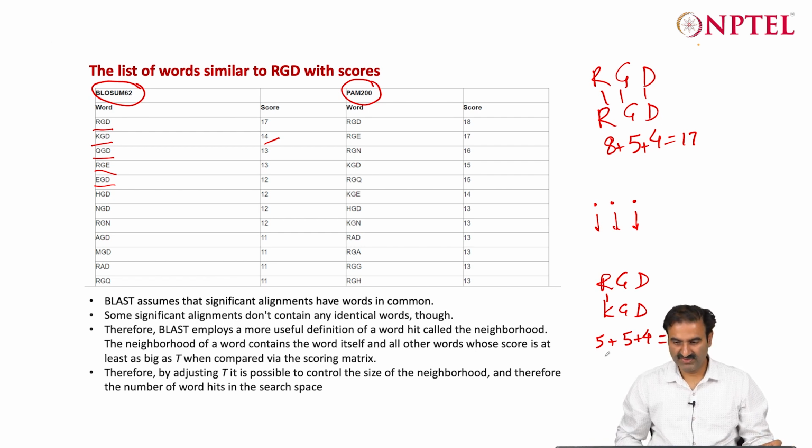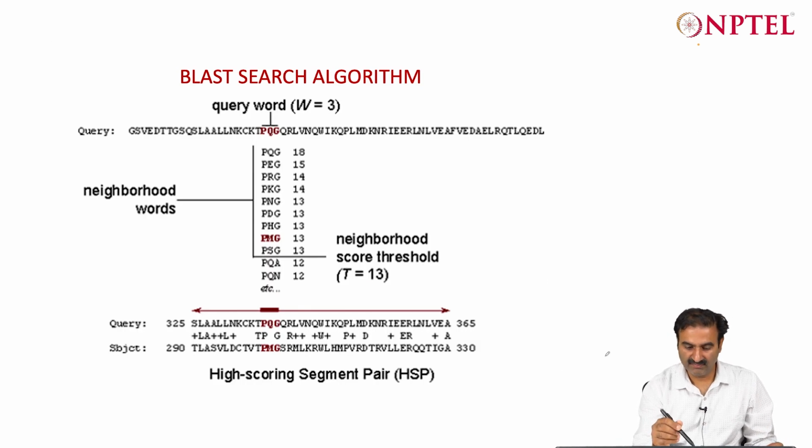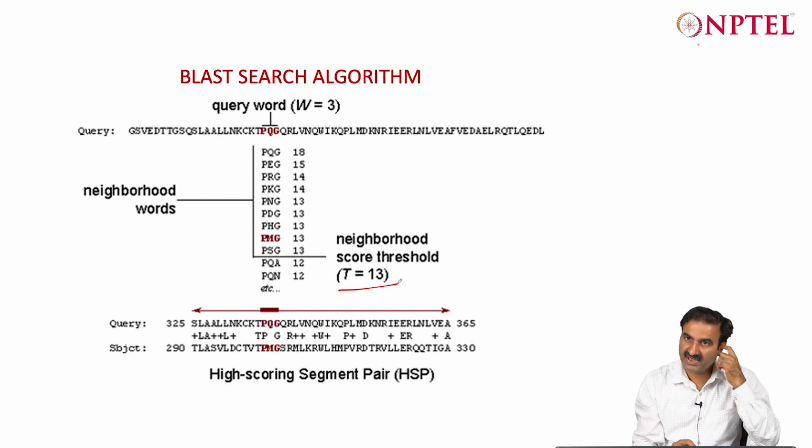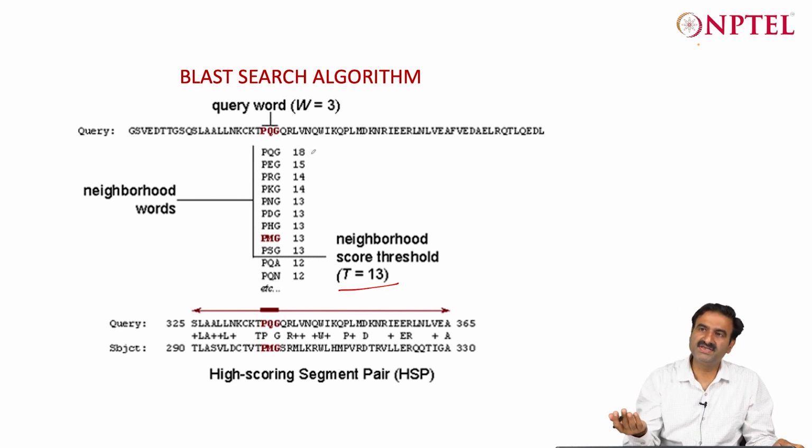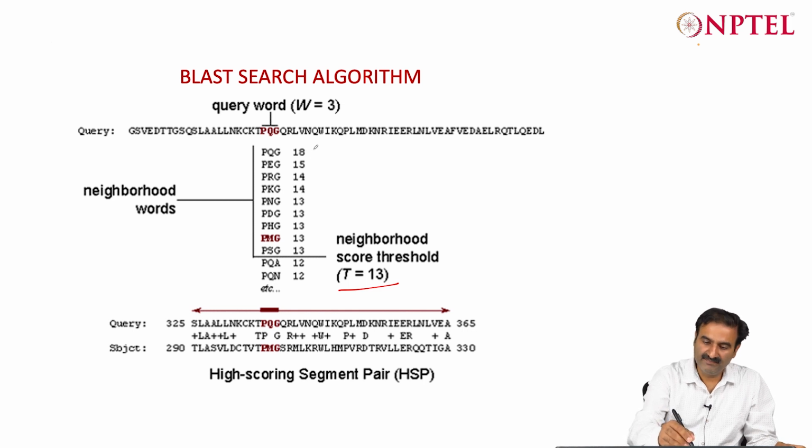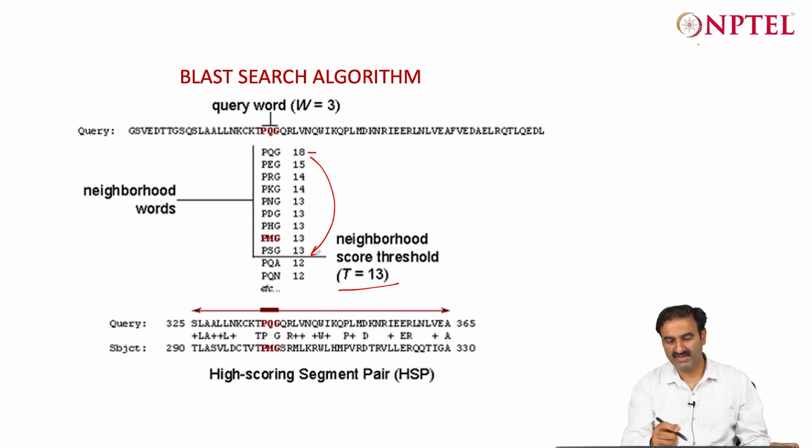So this way we will have these, and we will retain only those words which are above a particular threshold. That threshold is inbuilt. So not all the combinations of 3 words will be tried, but only, if the top score is 18 for PQG with PQG, then up to 13 whatever list of words is possible will be considered for the possible match with the database protein.